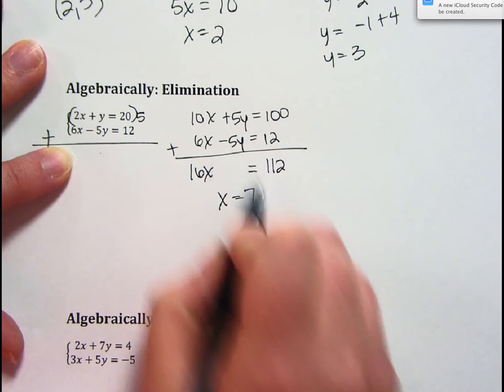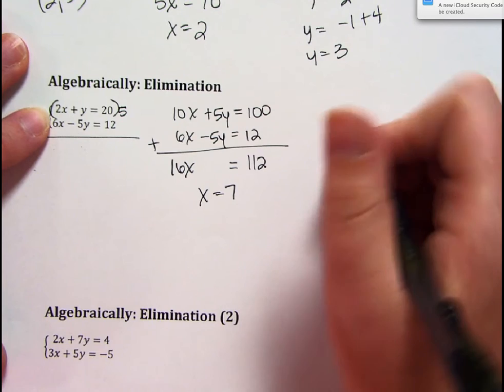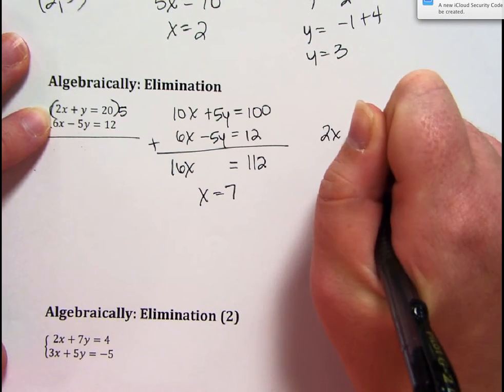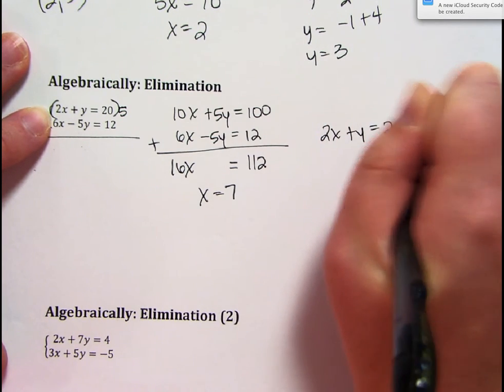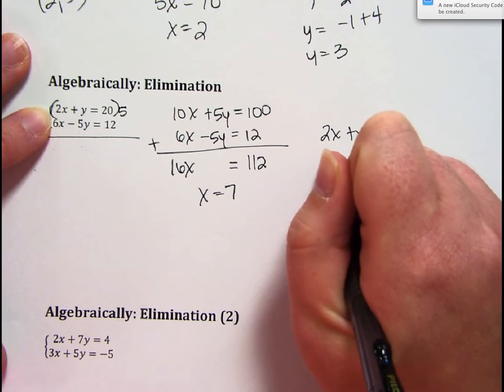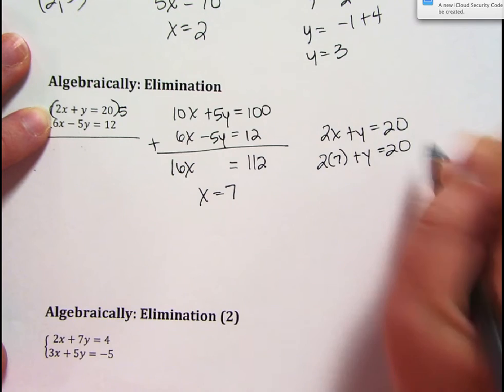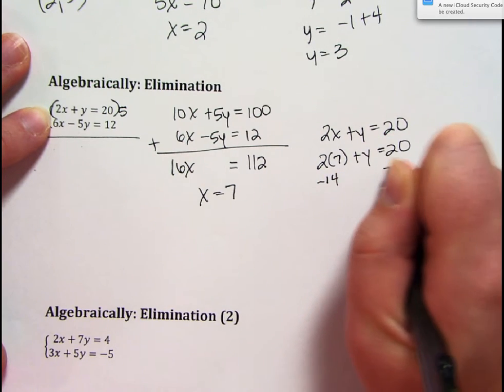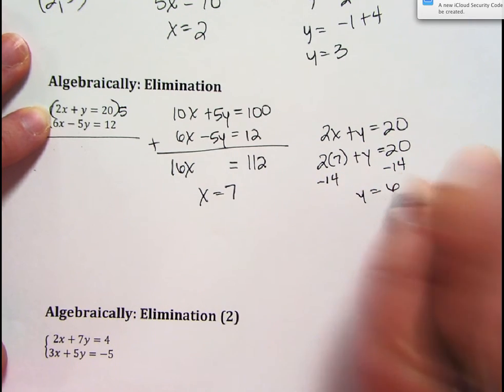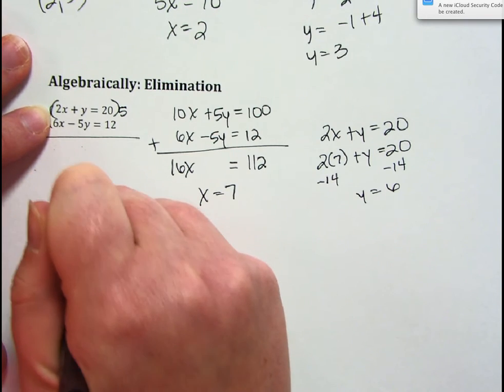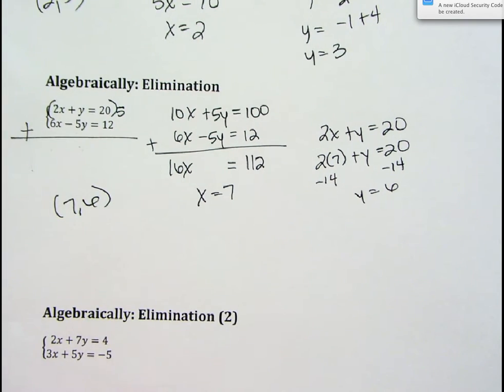Now that I know x, substitute it back in, maybe the first equation, 2x plus y equals 20. I can do 2 times 7 plus y equals 20, subtract 14 from each side, y equals 6. So my solution here is 7, 6.